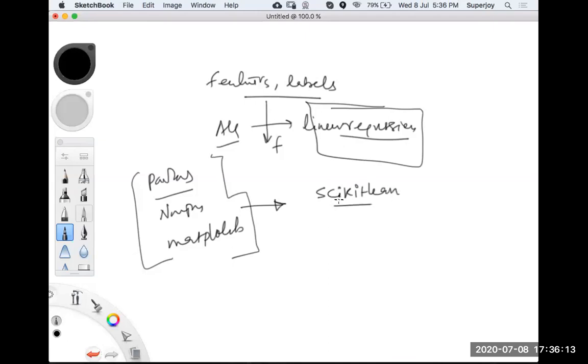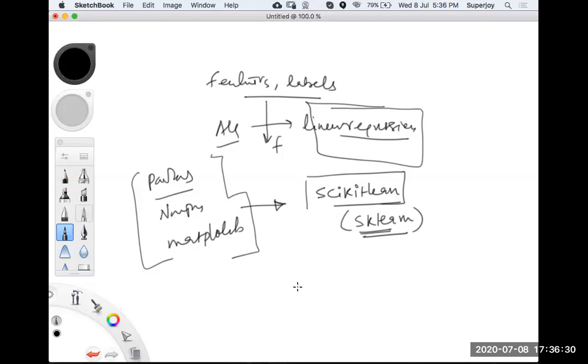Scikit-learn. What is that library? In the code we refer to it as sklearn. Hum code mein kaise refer karenge isko? Sklearn refer karenge. Aur isko bolte kya hai? We call it scikit-learn, but in code it is sklearn.